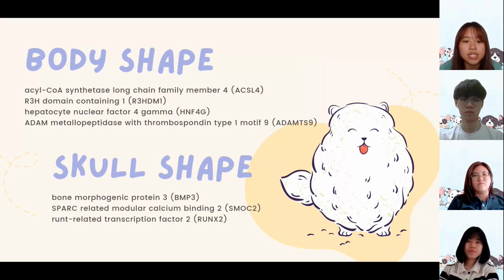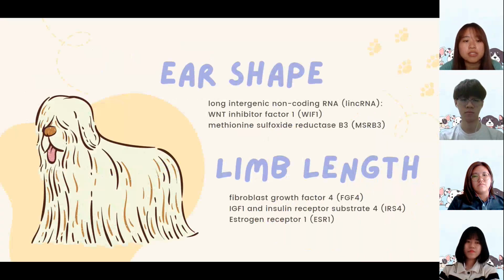Then in skull shape, two genetic variants that may drive skull shape differences are found, which are BMP3 and SMOC2. Then a factor that determines ear shape across domestic breeds is the shape of the auricular cartilage of the dog. The gene variants associated with ear shape are found, for example, in the exonic region of a long intergenic non-coding RNA with the WNT inhibitory factor 1 and the methionine sulfoxide reductase B3.